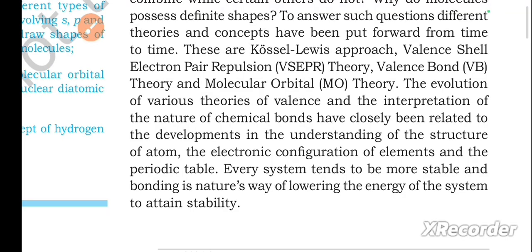The evolution of various theories of valency and the interpretation of the nature of chemical bonds have closely been related to the developments in the understanding of the structure of atom, the electronic configuration of elements, and the periodic table. Every system tends to be more stable, and bonding is nature's way of lowering the energy of the system to attain stability.